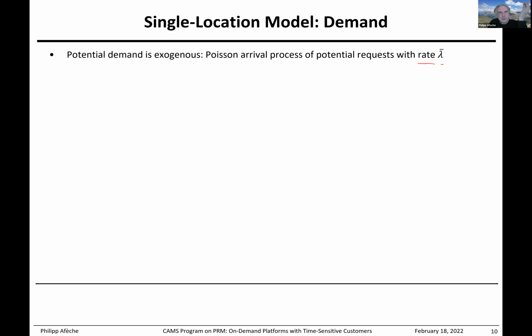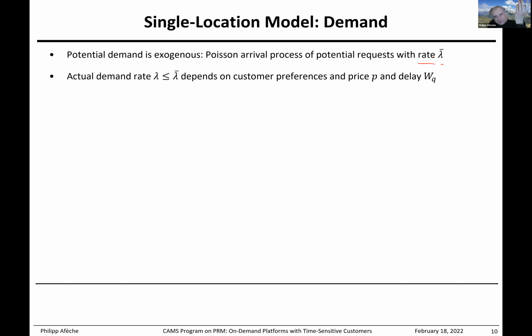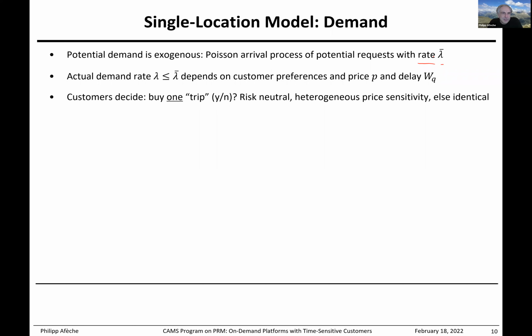Now, not everybody is going to buy. The actual demand is going to depend on customer preferences and on the attributes of the service. And this goes back to Ran's question earlier. So here in this model, customers make a decision trip by trip, so they have sort of unit demand. They're risk neutral, so they care about their expected utility. And in this model, they're heterogeneous only in terms of their price sensitivity.